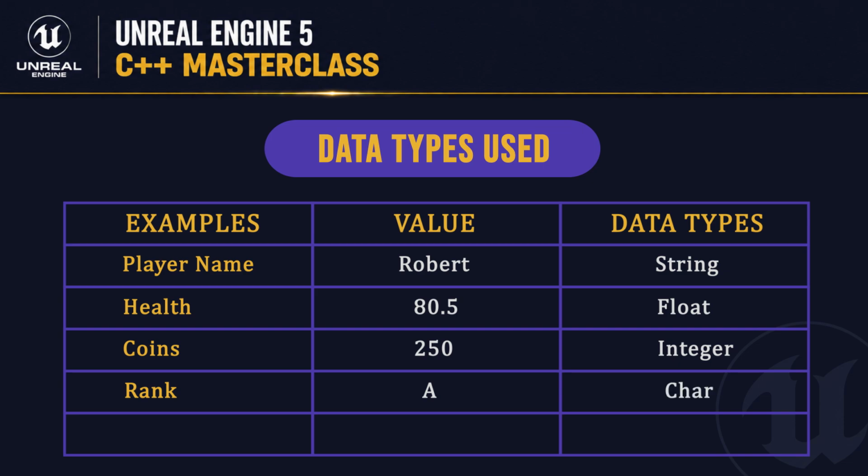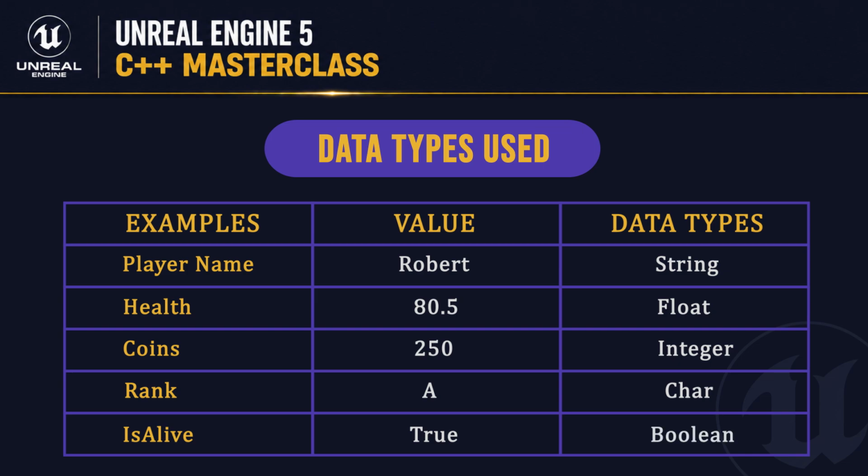And finally, the player is alive. Here there are only two possibilities. Either the player is alive, or the player is not alive. In other words, the value can only be true or false. This type of data is called a boolean.